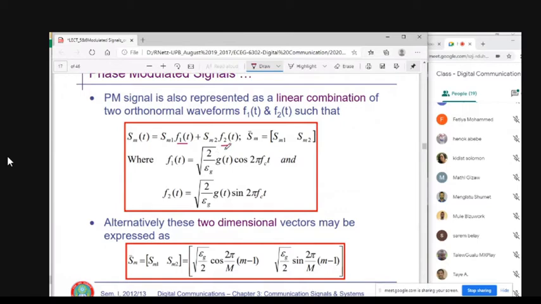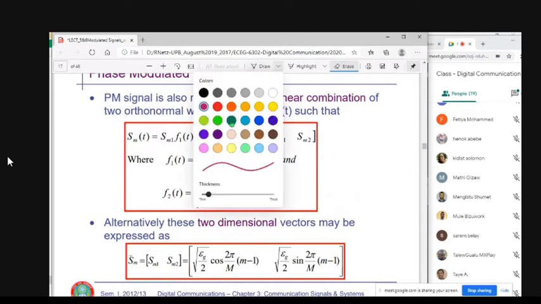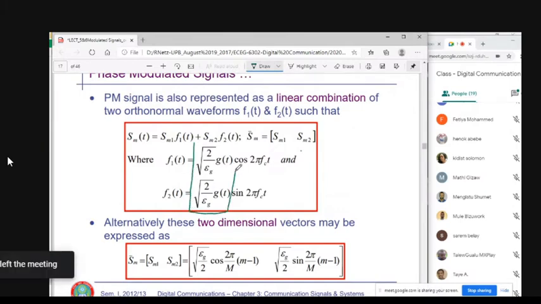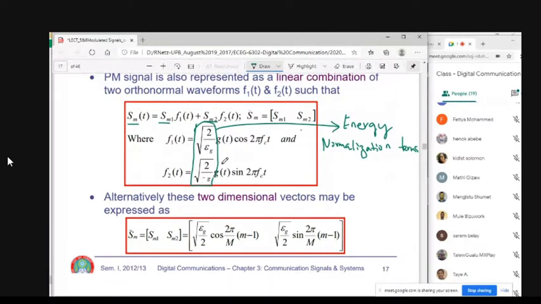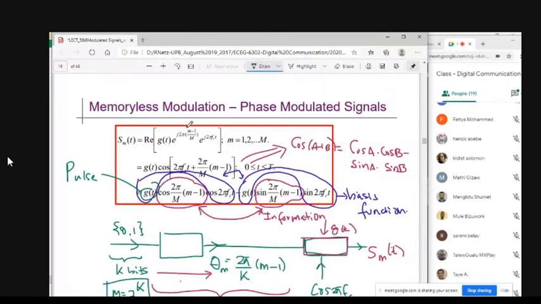What is more important is that these terms are energy normalization terms. Let me use a different color this time, so today's favorite is green. Okay, so these are energy normalization terms. By using f1 and f2, any phase modulated waveform can be written in the following way, where sm1 and sm2 are the weighting coefficients, and of course these weighting coefficients come from these two terms.